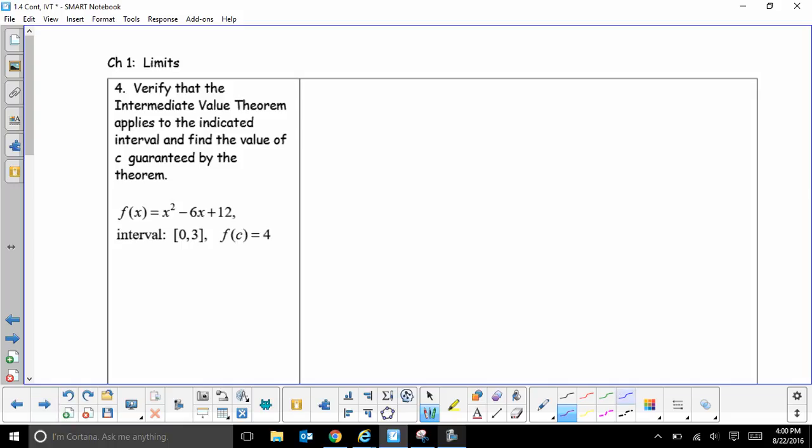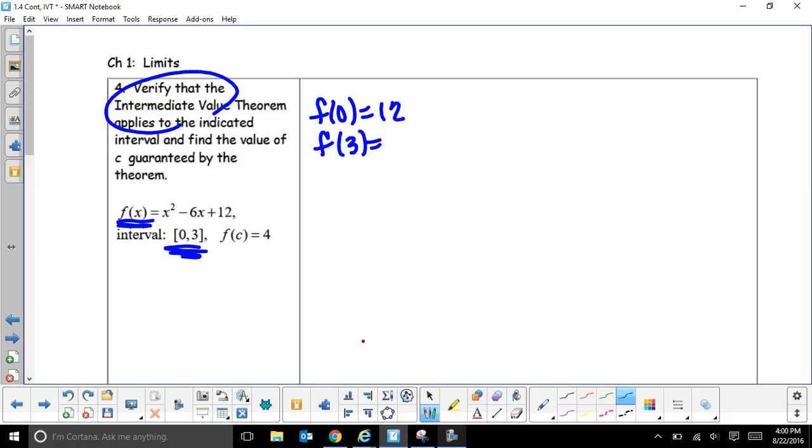So verify that the IVT applies. That's like actually going through and checking all the steps. So if I want to verify that it applies, I need to know what f of 0 and f of 3 are. So here's my function, here's my interval. Let's check f of 0. This would be without a calculator, but if you zero out all the x's, you're going to get 12. And then f of 3, you can pause it and do the mental math if you want to. f of 3 is equal to 3.